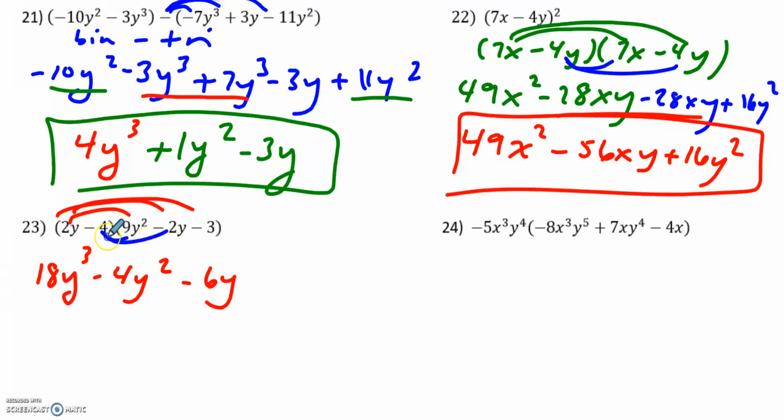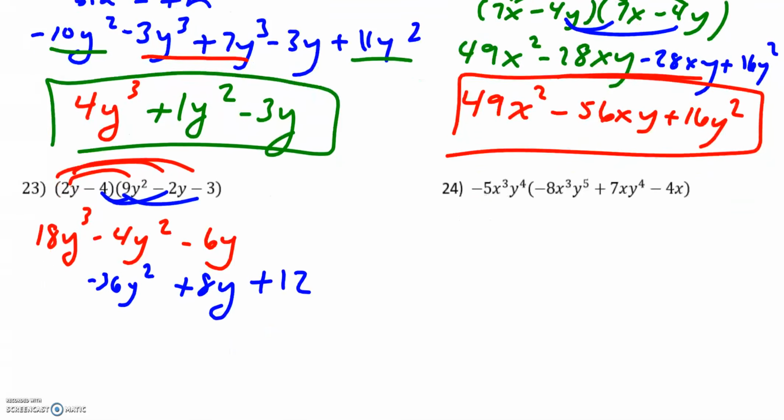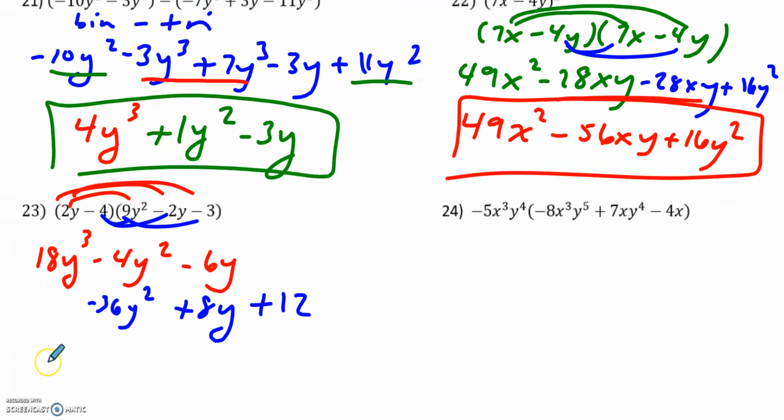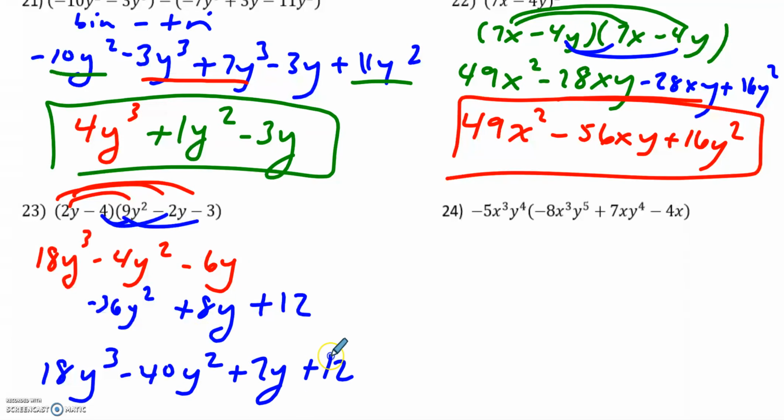If I then distribute the negative 4 to everything, I would have a negative 36y squared. Put that under the like term. Negative 4 times negative 2 is a positive 8y under the like term. Negative 4 times negative 3 is a positive 12. So my final answer in standard form would be 18y to the third. Combine these together, minus 40y squared. Combine these, plus 2y, plus 12.